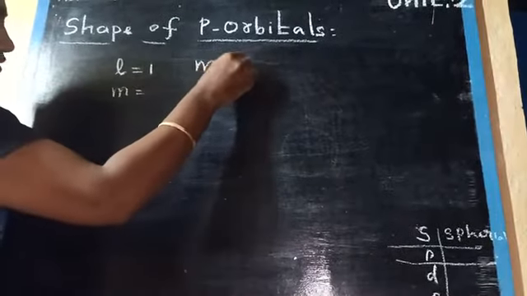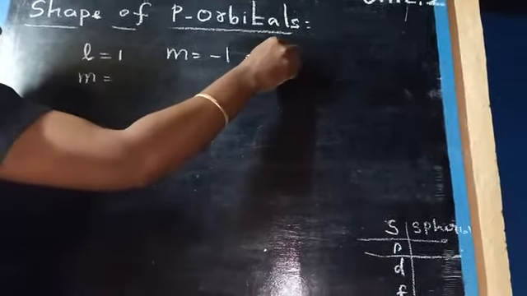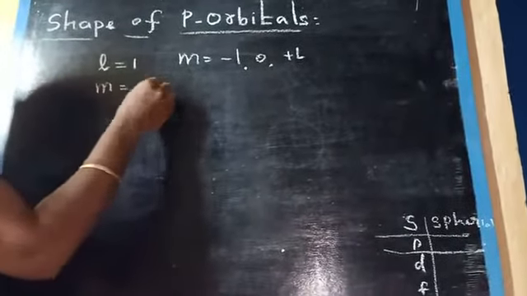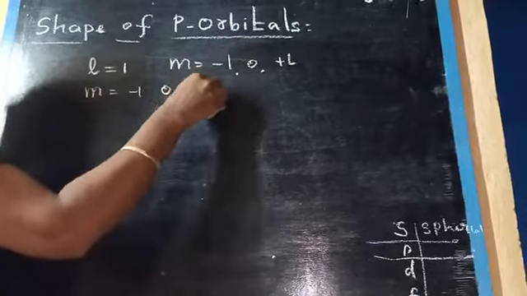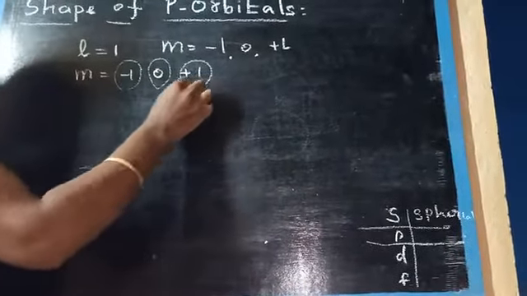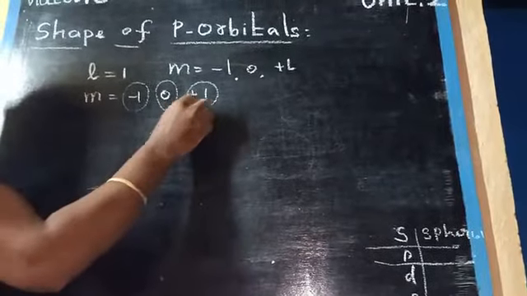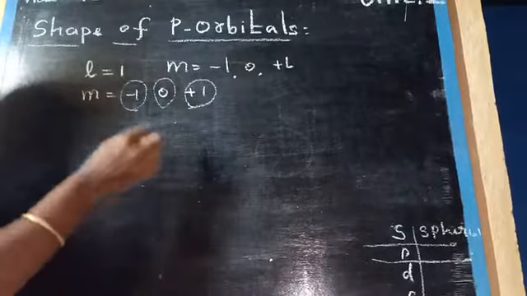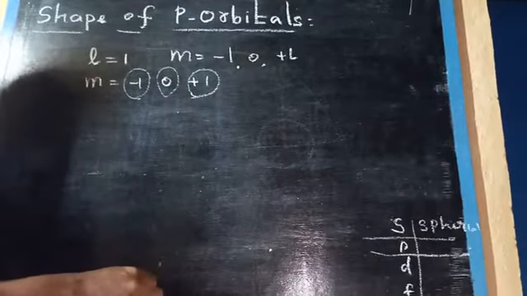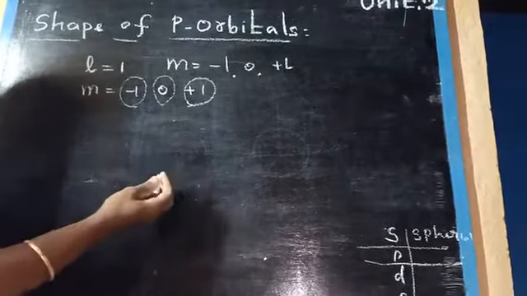M is equal to minus L, 0, and plus L. This is the formula. So minus 1, 0, and plus 1. Here we have 3 values: minus 1, 0, and plus 1. These 3 values are denoted as the 3 coordinations. There are 3 orientations.